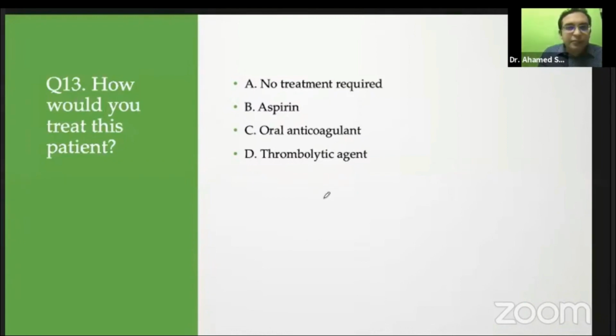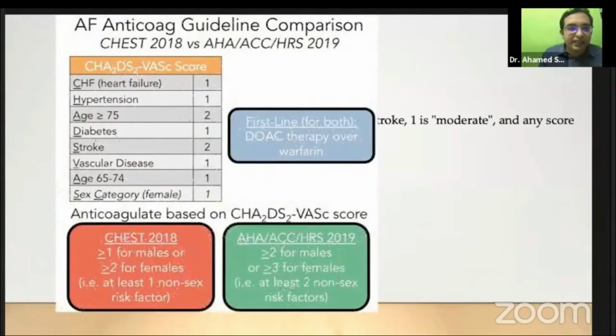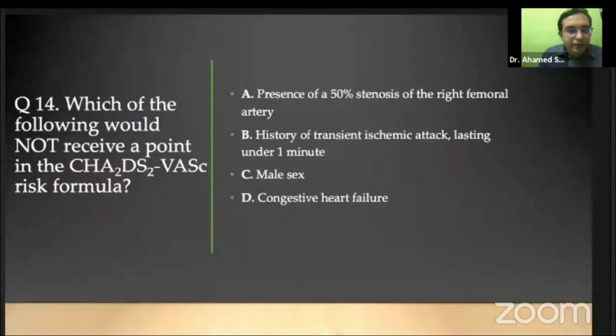And it's actually much simpler than you think. If you have a score of 0, it is low risk of stroke. And if 1, it's moderate. And any score above 1 is a high risk. And according to the latest guidelines, warfarin is not the only first line therapy. The newer direct oral anticoagulants like dabigatran, apixaban, edoxaban, and rivaroxaban can also be given in this patient.